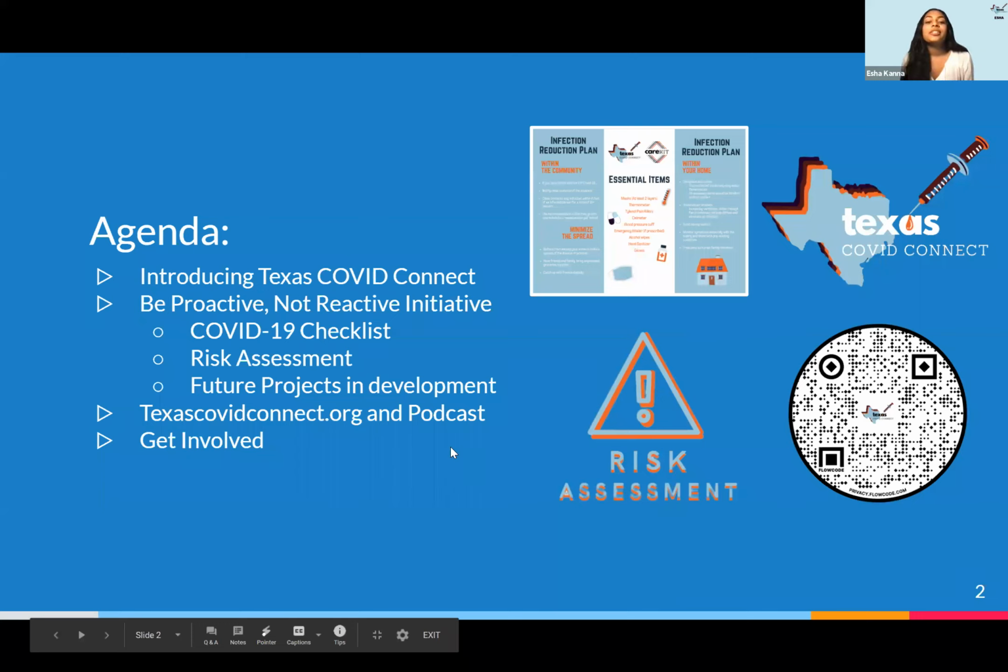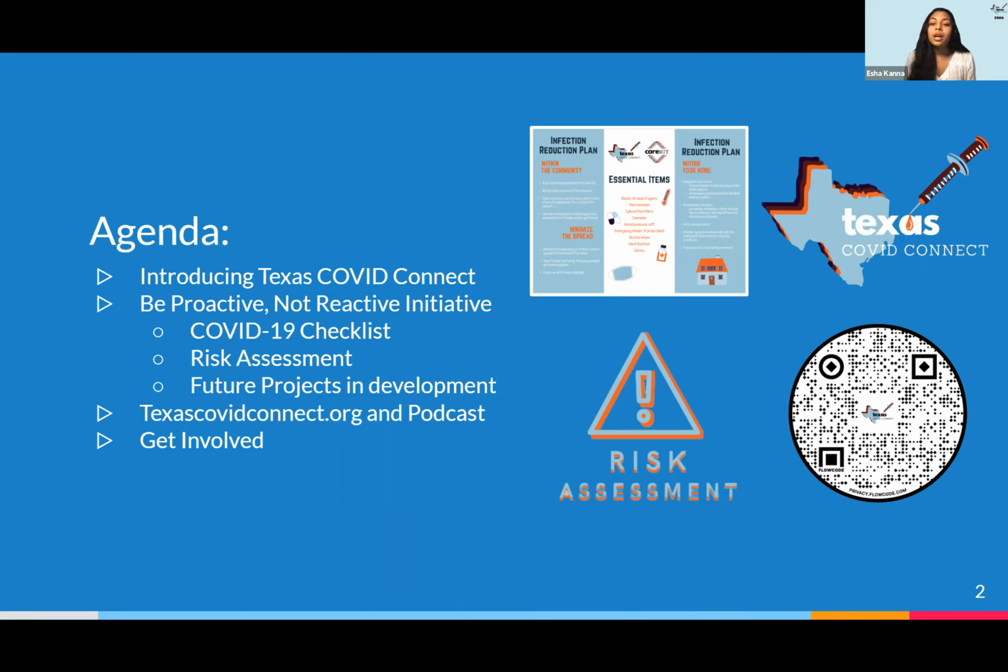Cool, thank you. During our presentation today, we will first introduce our website, Texas COVID Connect, a platform that aims to streamline information on the COVID-19 pandemic. We will then cover various aspects of our Be Proactive, Not Reactive initiative, such as our COVID-19 checklist, risk assessment, and many other future projects. Along with the educational aspect, we also wanted to start conversations about various issues that have been on the rise during the pandemic, and we have decided to address these topics through our podcast. Lastly, we will wrap up by touching on ways you can get involved with our organization and in the community.